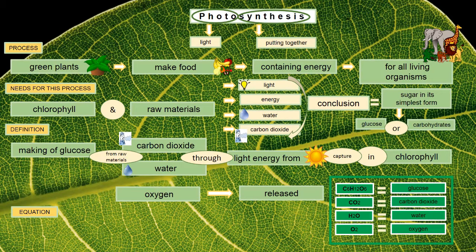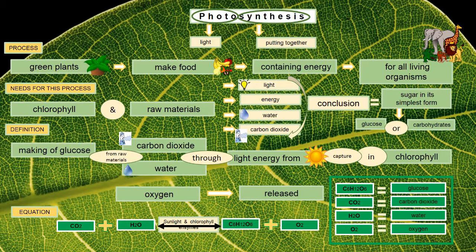If you know your chemical formulas, you will be able to write down any equations. CO2 plus H2O plus sunlight, chlorophyll, enzymes makes C6H12O6, and that is glucose. And oxygen.